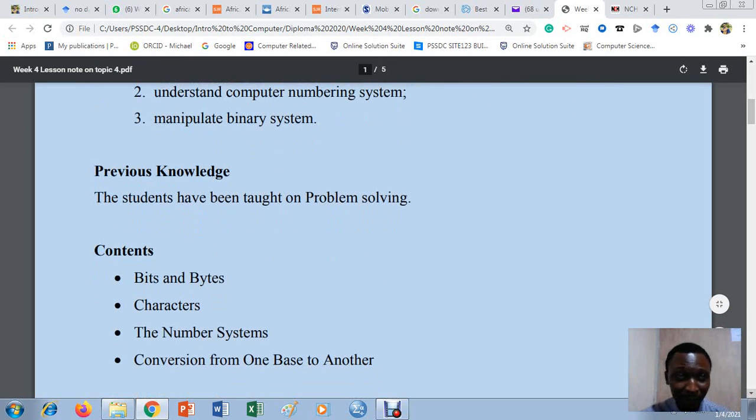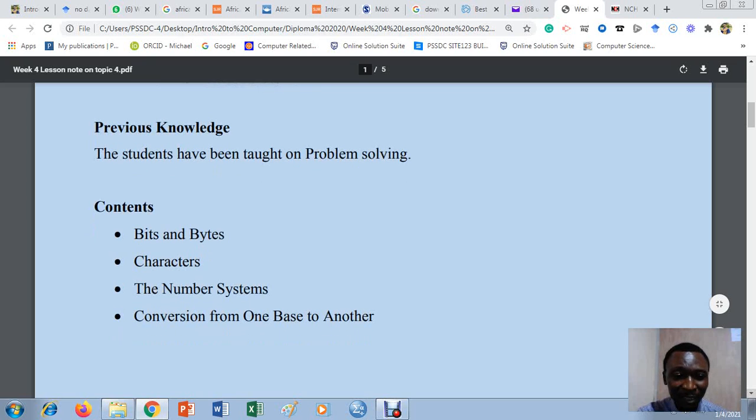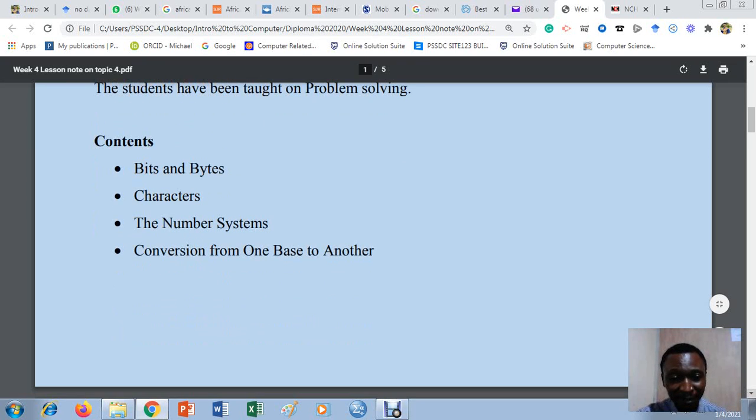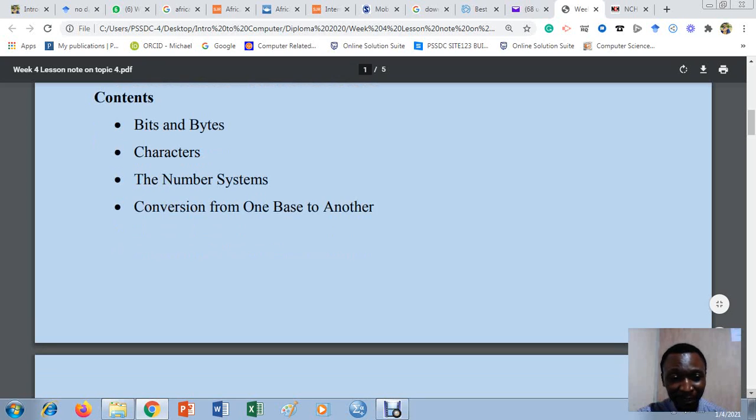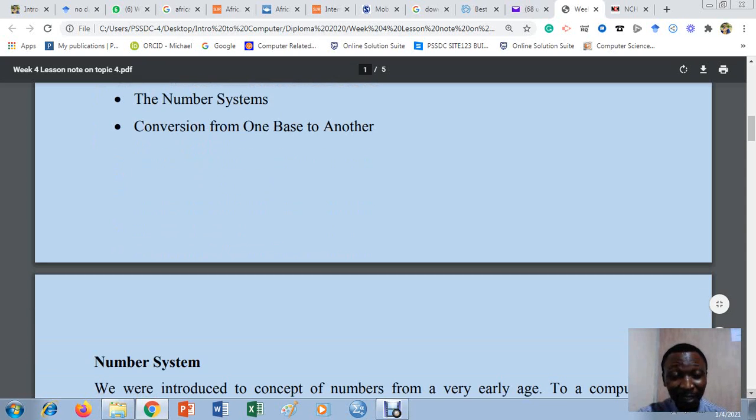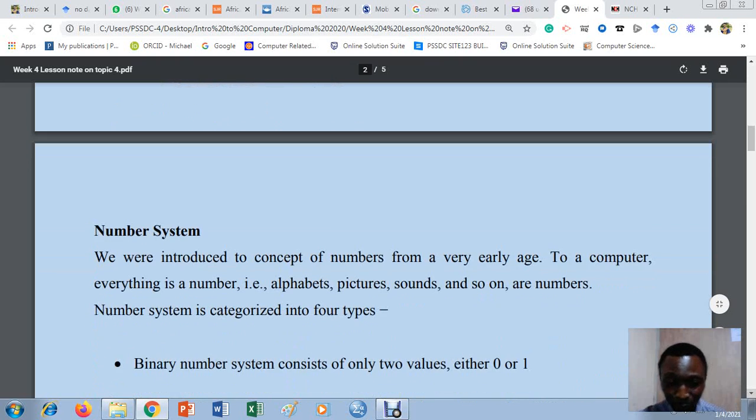As a form of prerequisites for this topic, and for your previous knowledge, you've been taught about problem solving, where we dealt so much on it in our week 3. Our content is all going to fall in these 4 categories. That is, we are going to look at bits and bytes, characters, number systems, then conversion from one base to another. We are not going into details of it, but just the top of it.